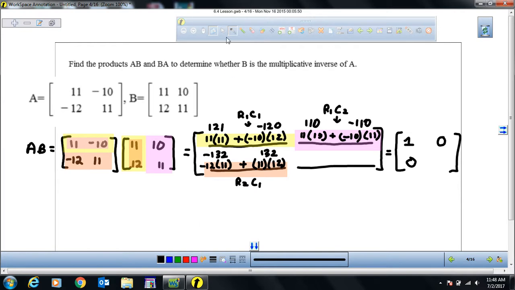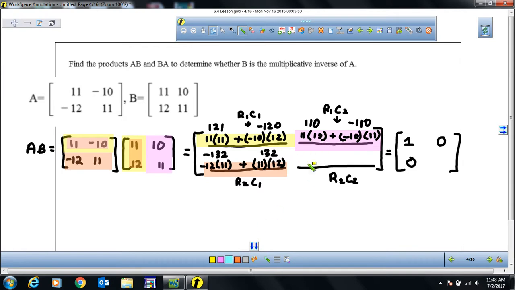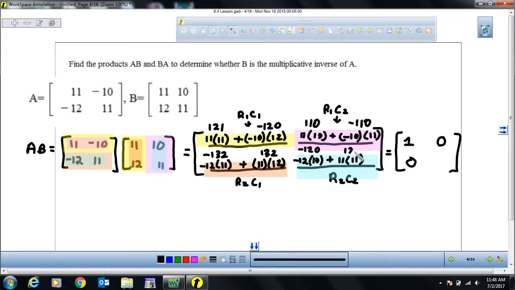Now we're going to do the last multiplication. This one is located in the second row, second column, which means that in order to find the value, we're going to multiply the second row of the first matrix, which is this row, times the second column of the second matrix, which is this column. So it gives us negative 12 times 10 plus 11 times 11. Negative 12 times 10 is negative 120. 11 times 11 is 121. So negative 120 plus 121 gives us a 1.